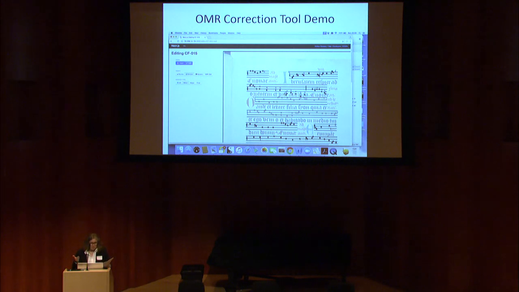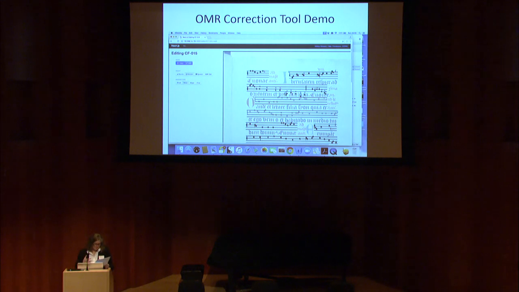While many people are capable of correcting text from 19th and early 20th century newspapers, as we heard earlier, correcting the OMR in this case will require some specific training and will be undertaken by research assistants at Dalhousie rather than by the general public.